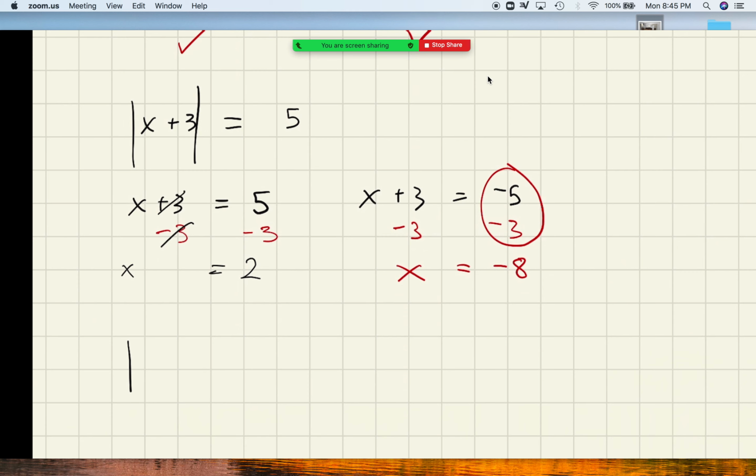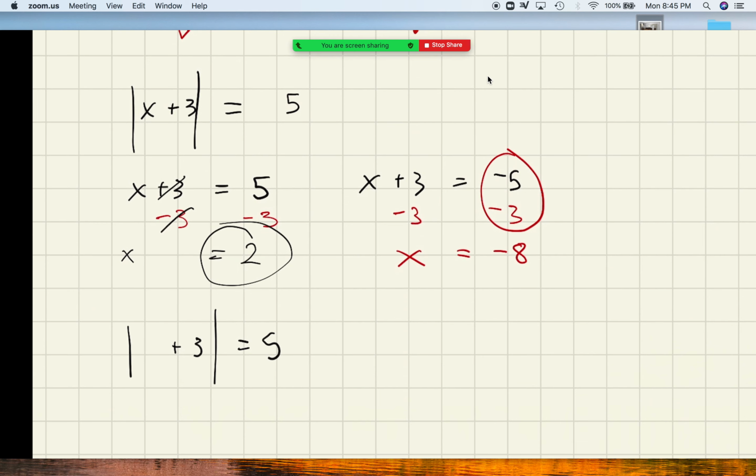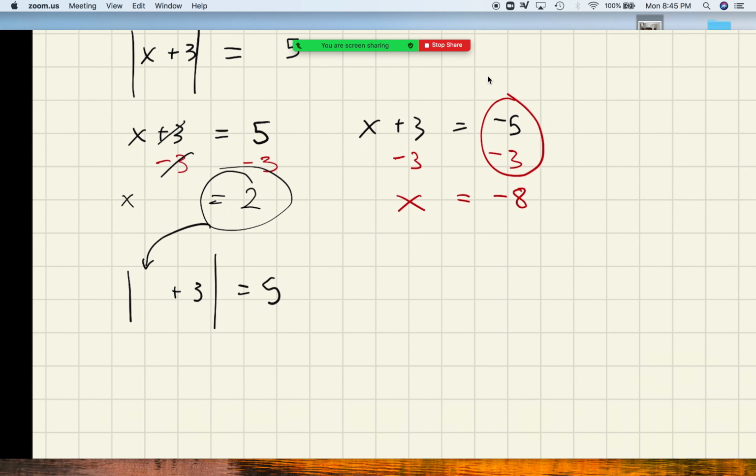So absolute value plus 3 equals 5. Let's plug this one in first. So the 2, I'm going to plug in. And then the absolute value, if you're checking stuff, you just treat it like parentheses. You do whatever's inside the parentheses first, so you do whatever's inside the absolute values first. So 2 plus 3 equals 5. Then you evaluate the absolute value.